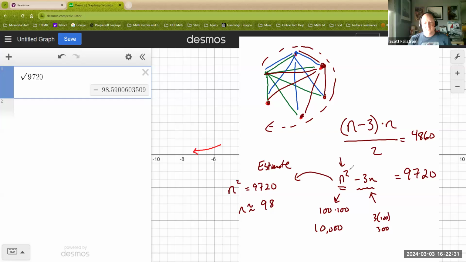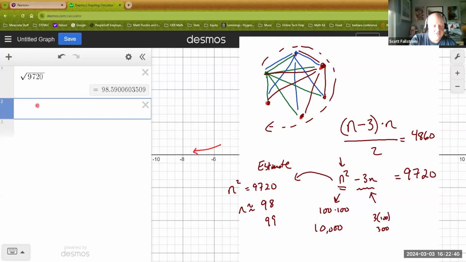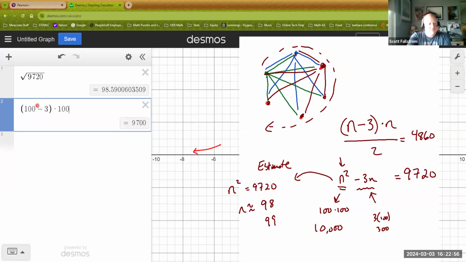So what you could do is come in here and put in 98 and then maybe put in 99 because it's kind of between those two numbers. Let's see what we get here. So 99 squared minus 3 times 99 is 9504, right? And 100 squared minus 3 times 100, I get 9700. So that's really close to that number for an n-gon.